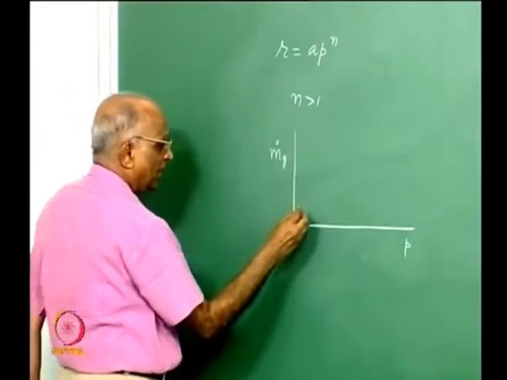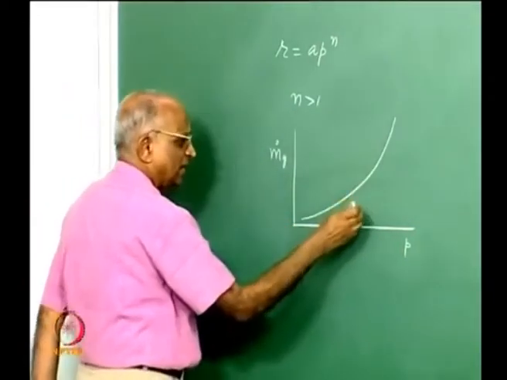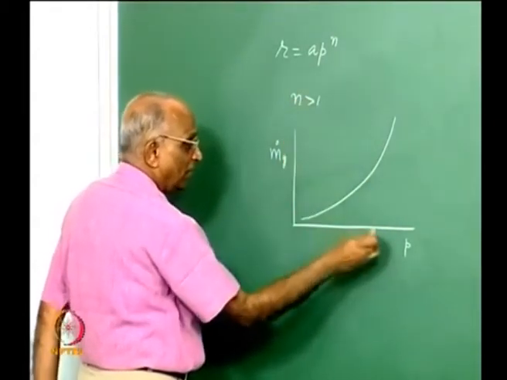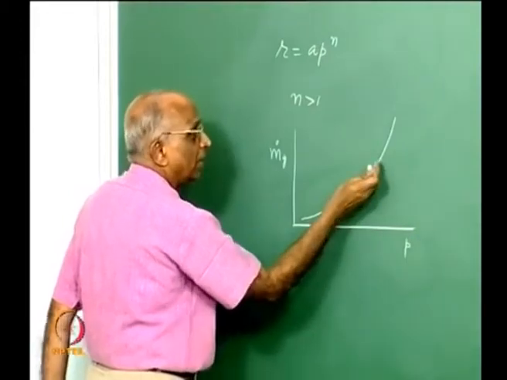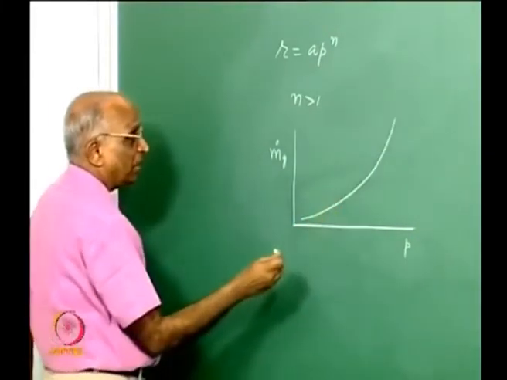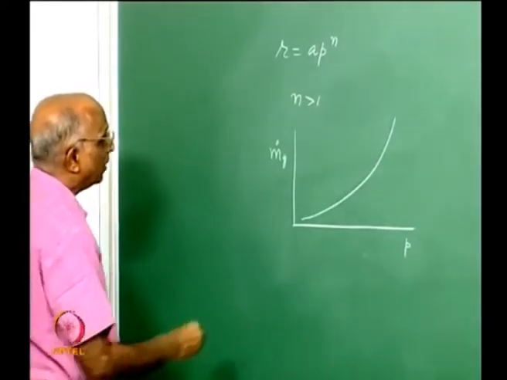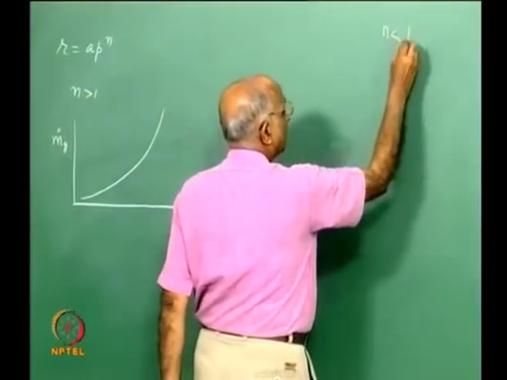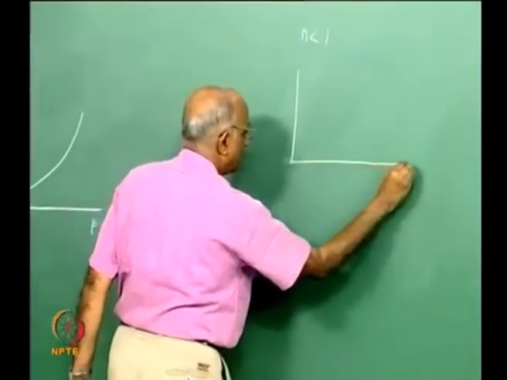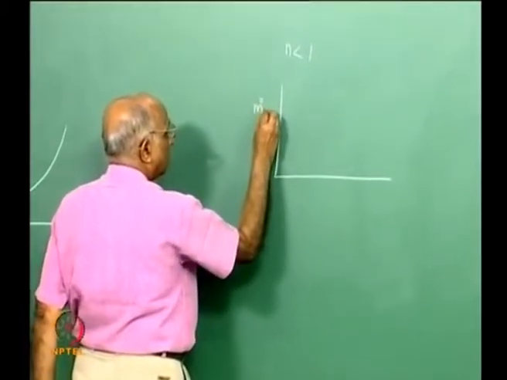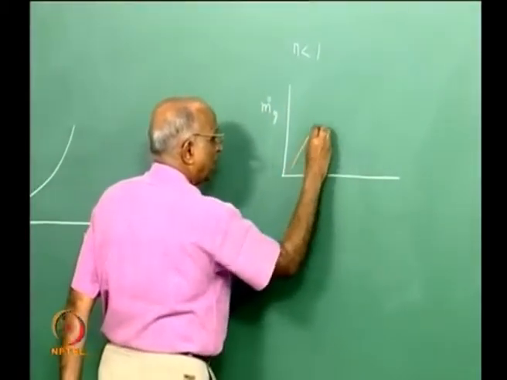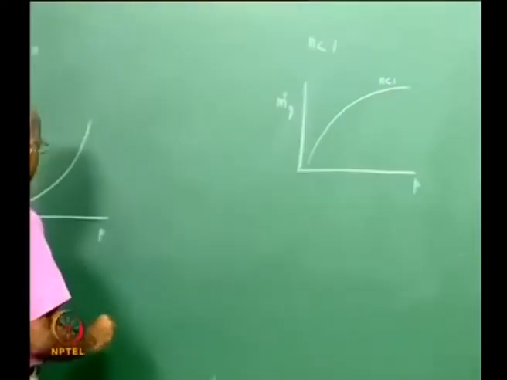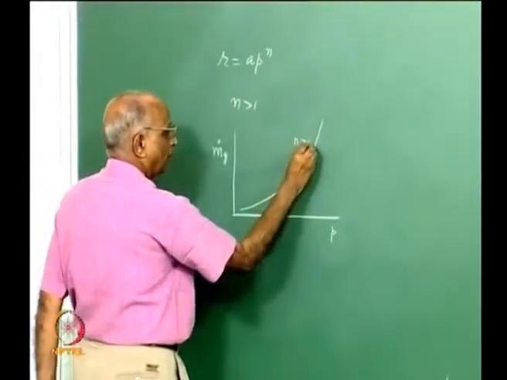When n is greater than 1, the mass generation rate rapidly increases as pressure increases. If, however, n is less than 1, then the same mass generation rate will have a drooping characteristic. This is for n less than 1 with variation of pressure. This is for n greater than 1.